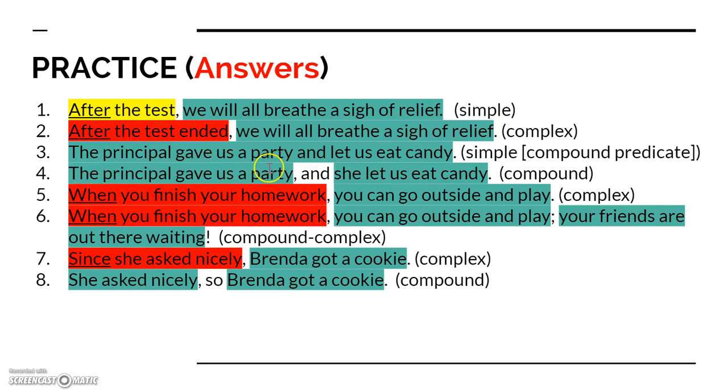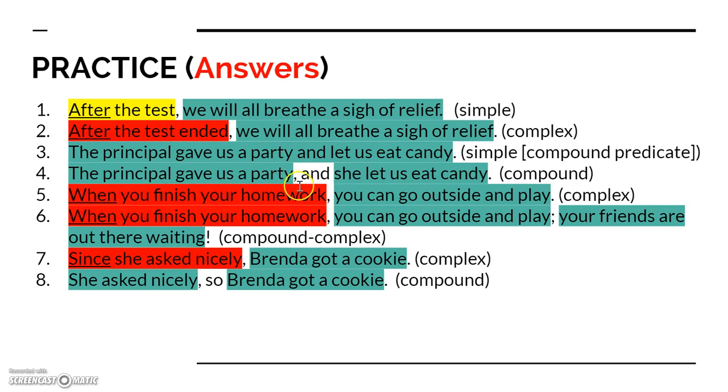"The principal gave us a party, comma, and she let us eat candy." 4 is different from 3 because this second half has its own subject, she. So I put a comma in FANBOYS word to correctly make a compound sentence.